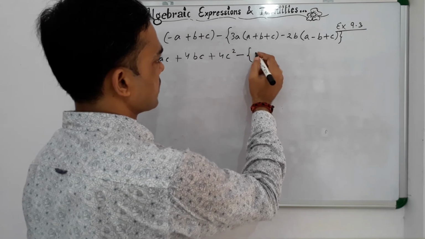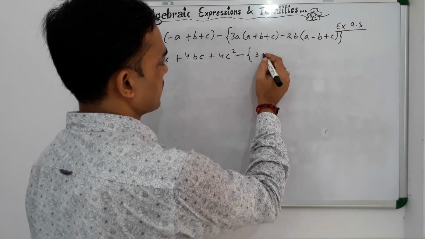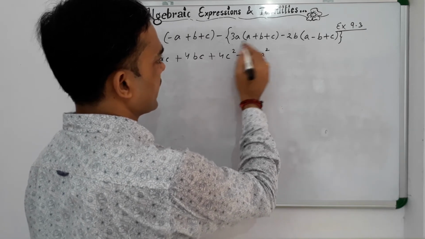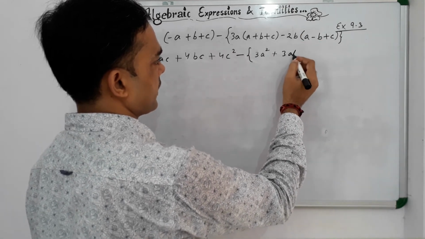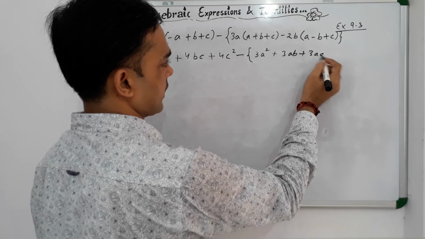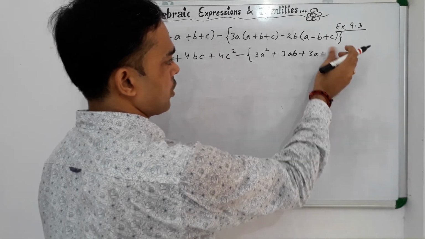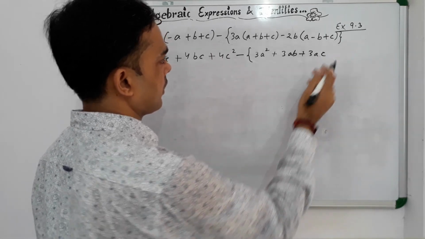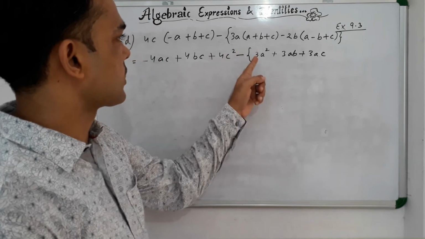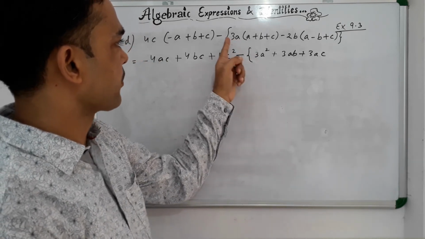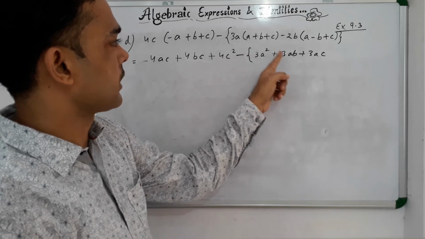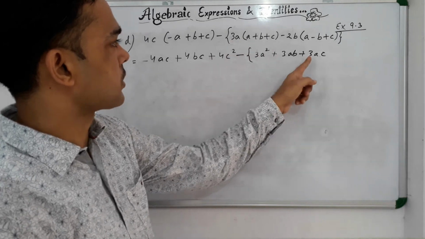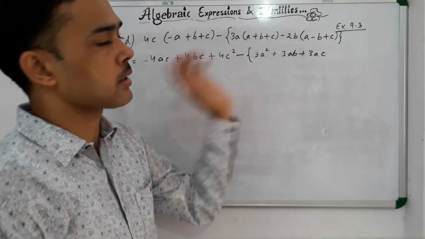3 into 1 is 3 and thus you get 3a square, a into a will be a square. Plus 3ab plus 3ac. Why? Because 3 into 1 is 3, a into a is a square. Plus into plus is plus, 3 into 1 is 3, a into b is ab. 3 into 1 is 3 and a into c is ac.